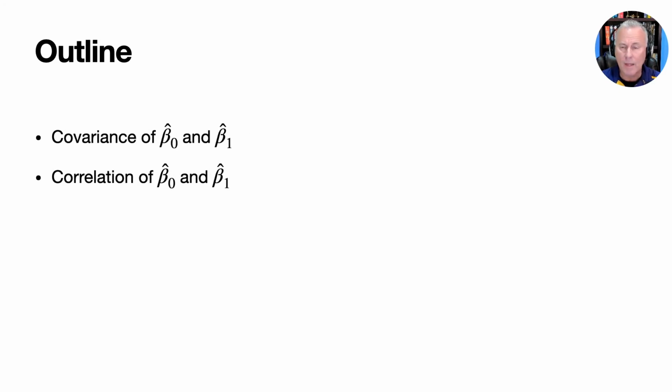And then finally, we'll look at characteristics of their joint sampling distribution. In particular, we'll derive a formula for the covariance of beta 0 hat and beta 1 hat, and also a formula for the correlation of beta 0 hat and beta 1 hat.